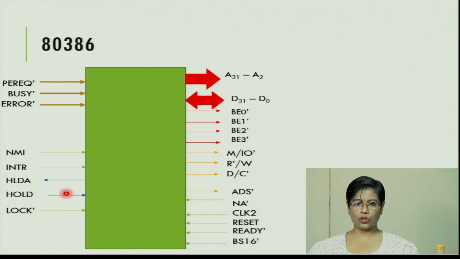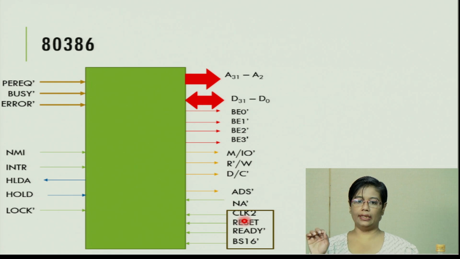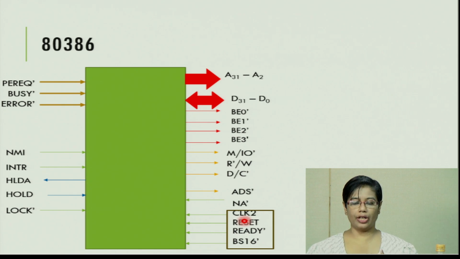So first let's start with the main inputs to 80386. There is a clock input, reset, ready and bus size 16. This clock is clock 2 because if 80386 is going to work at 16 megahertz, this clock has to be 32 megahertz. So if you want it to work at 15 megahertz, it follows that this clock 2 must be 30 megahertz. So 80386 actually works at half the frequency of clock 2. That is why the term clock 2: you're giving a frequency twice the frequency at which the processor will be working.